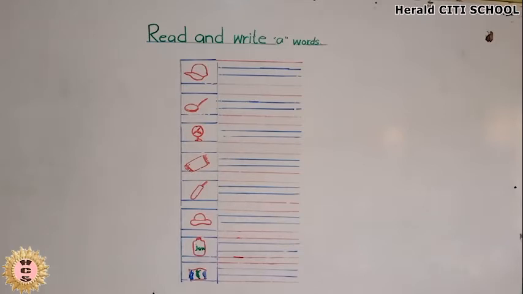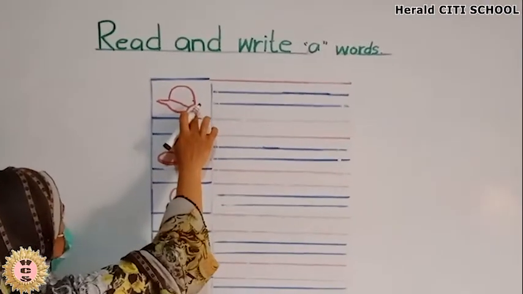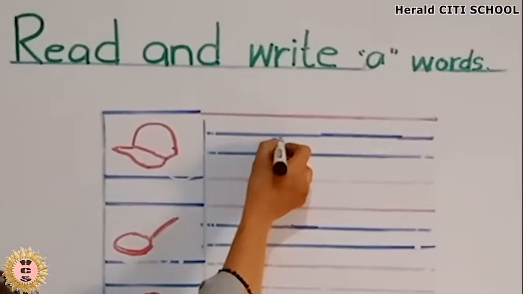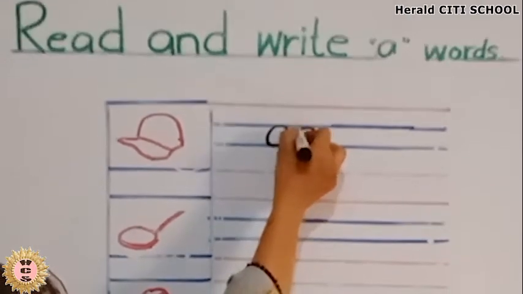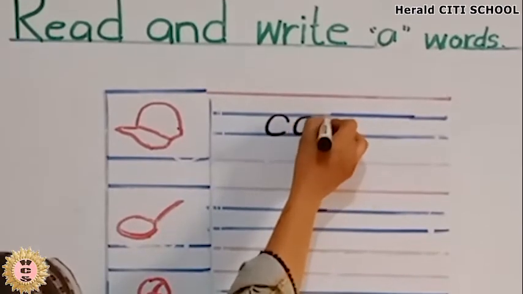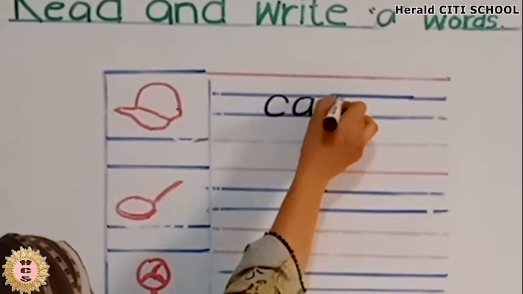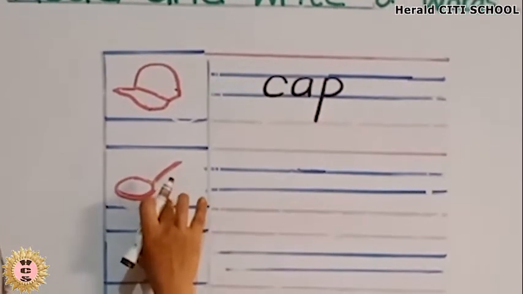Children, today we will learn how we can write A words. Now let's start our work. Children, what is this? Cap. And the spelling of cap is C-A-P. Cap. C-A-P, cap.